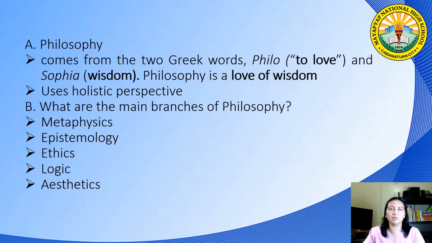To wrap up our discussion on the meaning of philosophy, it comes from two Greek words, philo, which means to love, and sophia, which means wisdom. Philosophy is a love of wisdom, and it also uses a holistic perspective. There are 5 main branches of philosophy, and these are metaphysics, epistemology, ethics, logic, and aesthetics.